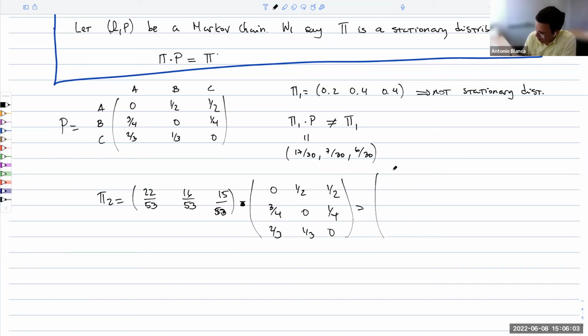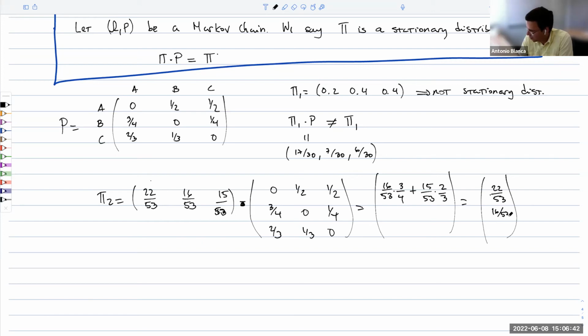So for example, if you just do the top entry, what you get is 22 over 53 times 0, so that's not there. Then you do 16 over 53 times 3/4 plus 15 over 53 times 2/3. The 4 cancels, so you get 12 over 53 plus 10 over 53, so you get 22 over 53. So you see the top entry matches, and you can check that all the entries actually match. And this is a stationary distribution.